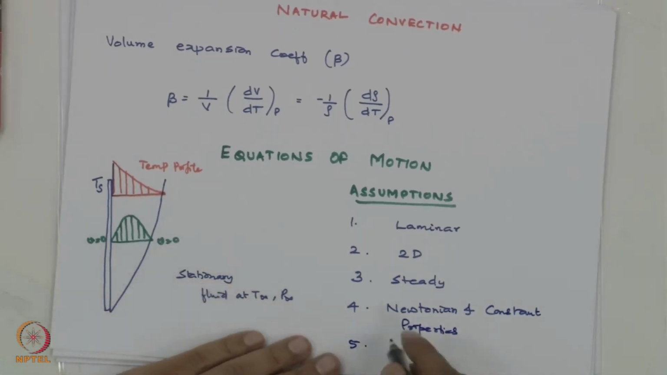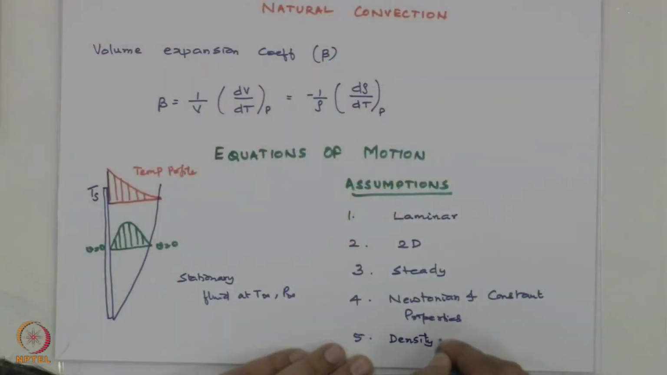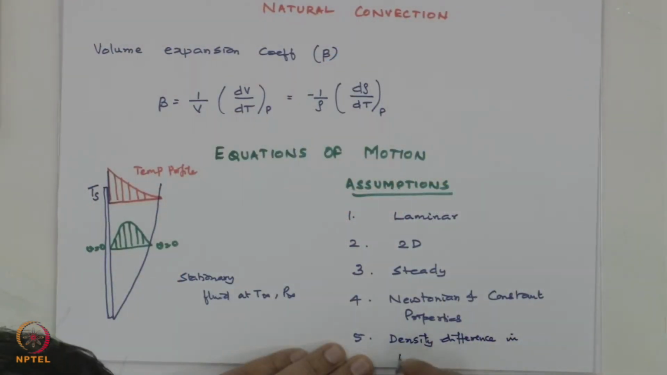Okay, this is a little difficult for the students to understand, but you should insist that I am considering the density difference only in the body force. If I don't consider that, the body force itself is not there, meaning there is no natural convection. So that's why I have to consider it, although I have said that the properties are constant. This is where students will have doubts, they will ask questions. We have to stop here and say that the density difference is considered only in the buoyancy force.